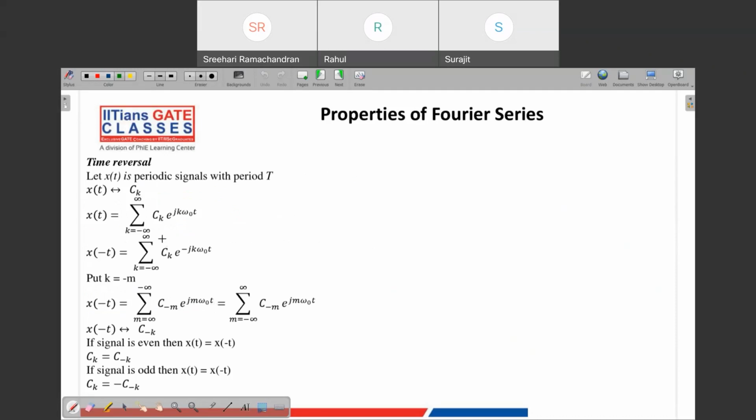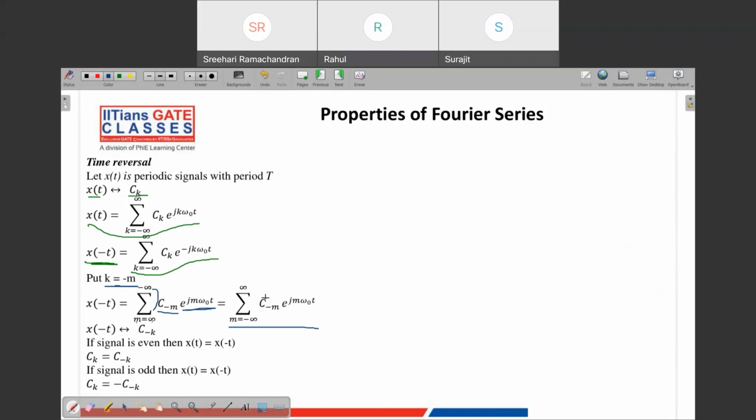Next is the time reversal. Let's say you have a signal x(t) and its Fourier coefficient is c_k. So x(t) you can write it like this. Now let's say you want to calculate the Fourier coefficient for x(minus t), and let's say this is the Fourier series of that. Let's put k equal to minus m here. Once you replace k with minus m, it will become m equal to infinity to minus infinity. Instead of c_k, it will be c_minus m and e to the power j m omega naught t. I have just extended the limit here, and finally you will get this.